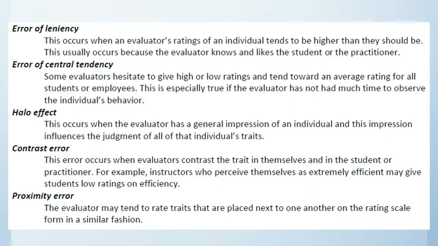And then you have the contrast error, where the evaluator contrasts the trait in themselves and in the student or practitioner. This happens when the evaluator thinks, wow, I'm super efficient, and this person is just not super efficient. They might be perfectly fine, but the evaluator would have a tendency to rate them lower on efficiency because they're not as good as the instructor is. And then you have proximity error, where depending on where the trait is on the evaluation form, traits that are next to each other have a tendency to be scored in a similar fashion, even if they're not related.